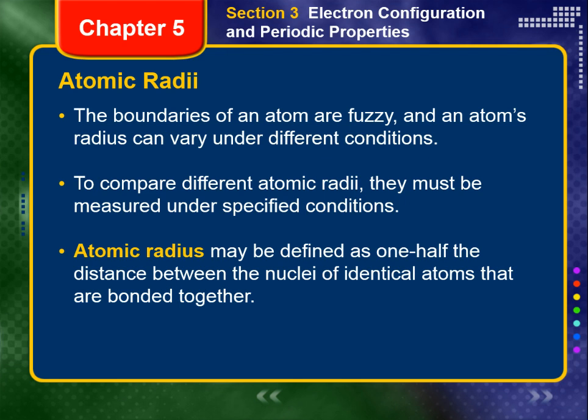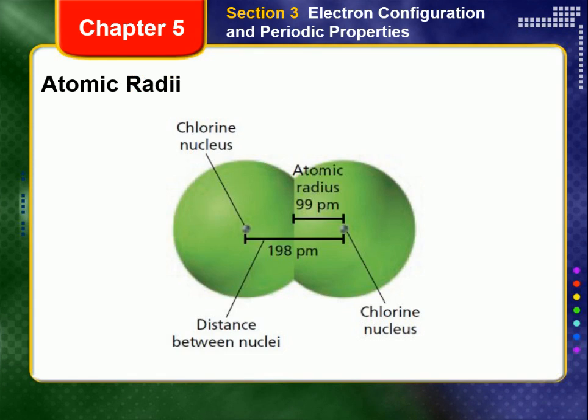Atomic radii. Ideally, the size of an atom is defined by the edge of its orbital. However, this boundary is fuzzy and varies under different conditions. Therefore, to estimate the size of an atom, the conditions under which the atom exists must be specified. One way to express an atom's radius is to measure the distance between the nuclei of two identical atoms that are chemically bonded together, then divide this distance by 2. As illustrated in figure 5-2, atomic radius may be defined as 1/2 the distance between the nuclei of identical atoms that are bonded together.